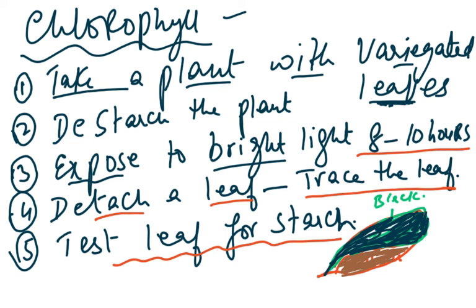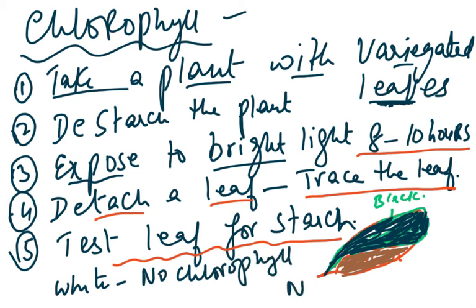So this is why we said, you test the leaf for starch, and you find out the areas which were white actually had no chlorophyll. So no chlorophyll, no photosynthesis, no starch. This proves your point that chlorophyll is necessary for photosynthesis.